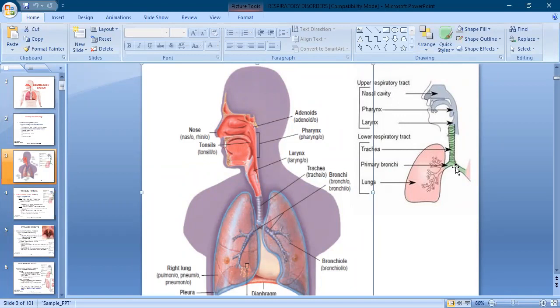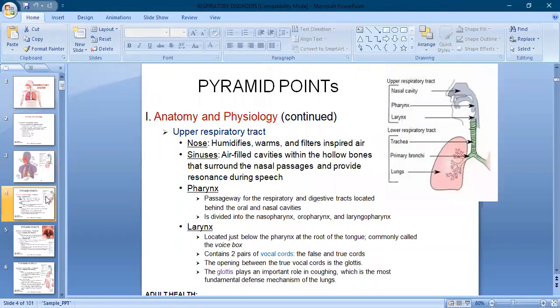bronchi, primary bronchi, and then they again divide into bronchiole, or the lower portion of the lungs. Trachea, bronchi, and the lungs make up the lower respiratory tract. So now let's go to the basic anatomy of the respiratory system.